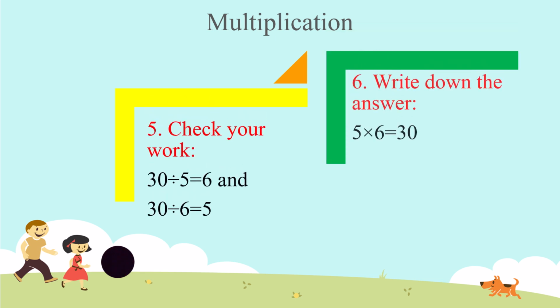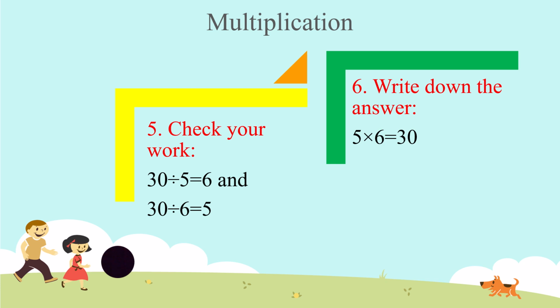Number 5, check your work. 30 divided by 5 equals 6, and 30 divided by 6 equals 5. Number 6, write down the answer. 5 times 6 equals 30.